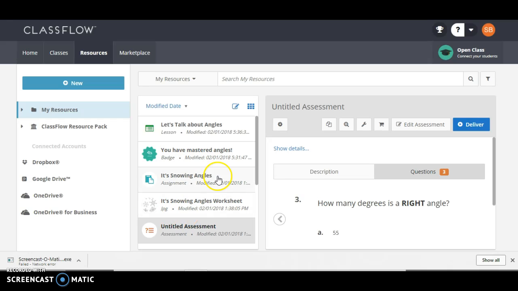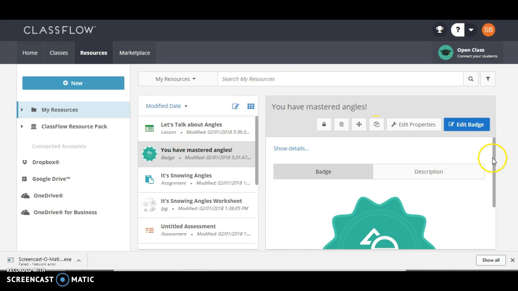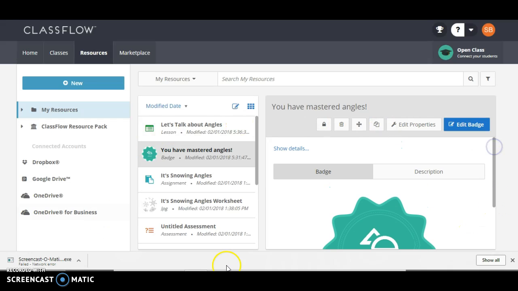After all those steps have been completed, we've talked about it on the PowerPoint, moved into doing an assignment, and they've taken a quick quiz, they're going to receive this badge, which is their You Have Mastered Angles badge. It is worth 5 points, and they're going to be able to get it and add it to their collection. This is how Classflow has worked for me, and I look forward to using this lesson.